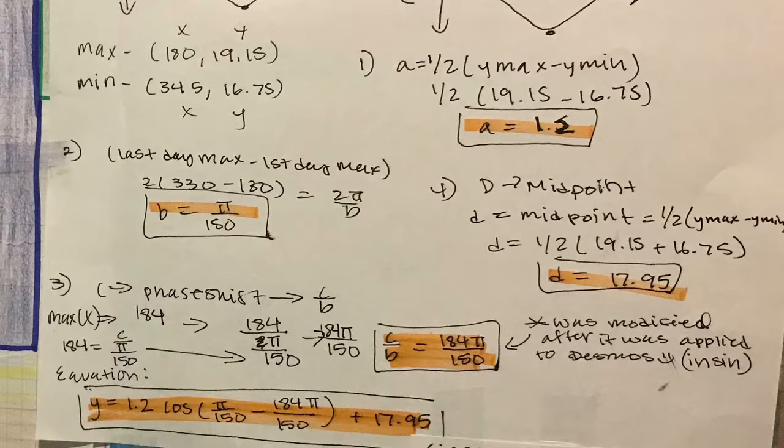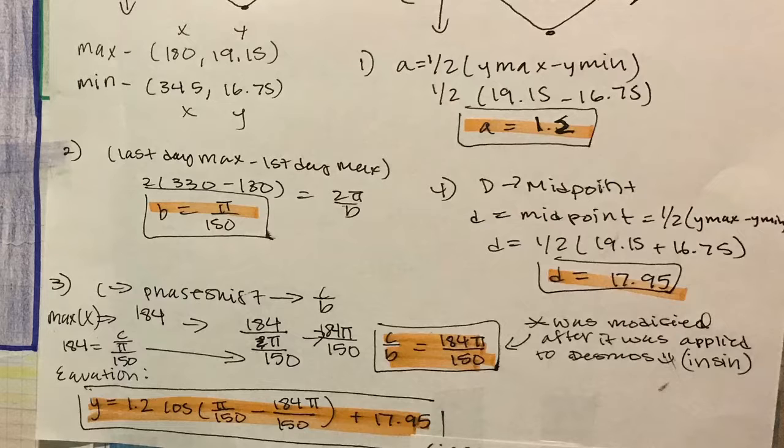To find the amplitude, all we did was get the difference between the y maximum and the y minimum and divide it by 2. We ended up with 1.2. In order to find our b, we had to find the difference between our last day max and our first day max and equal it to 2 pi over b. Our answer was pi over 150.